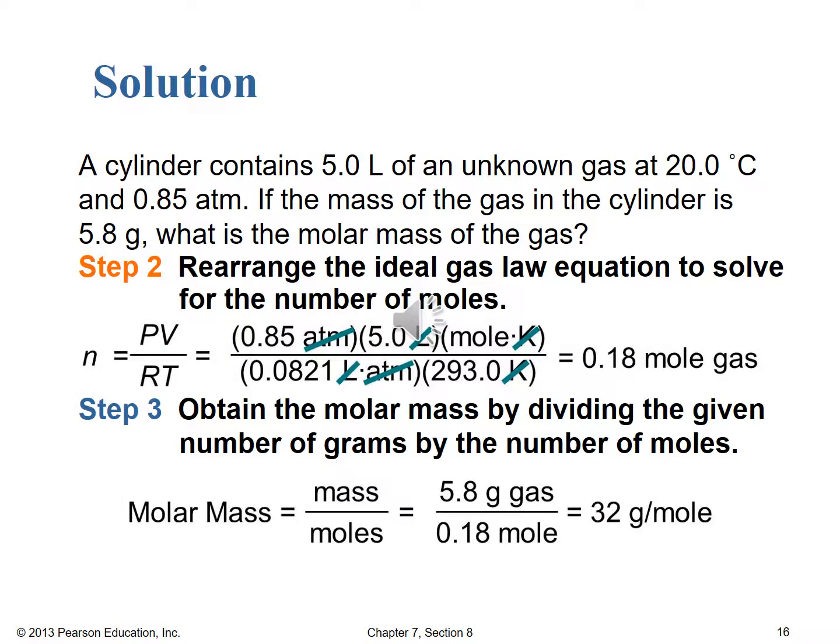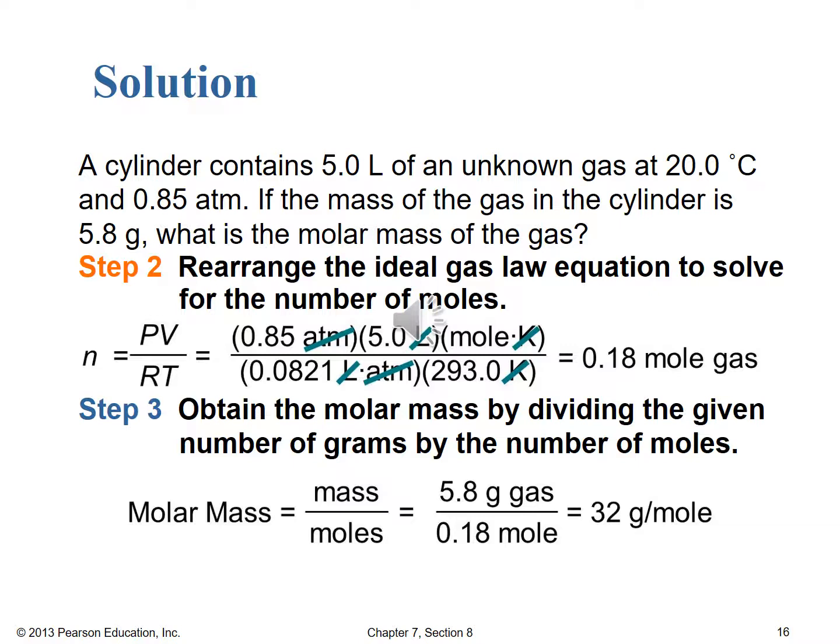Moving on to step 2, we can rearrange the ideal gas law, PV equals nRT. Now if we're solving for n, we need to divide both sides by RT, so we get n equals PV over RT. If we substitute in the values we have from the problem, and again, pay attention to the units, we should end up with 0.18 moles of this unknown gas.